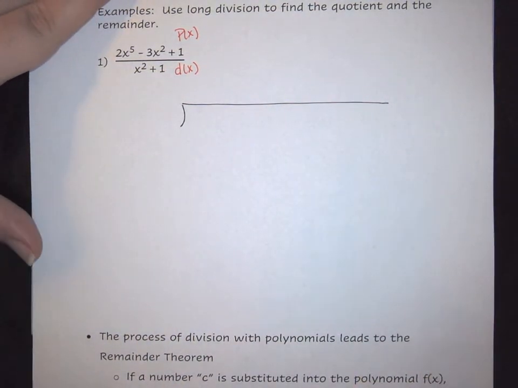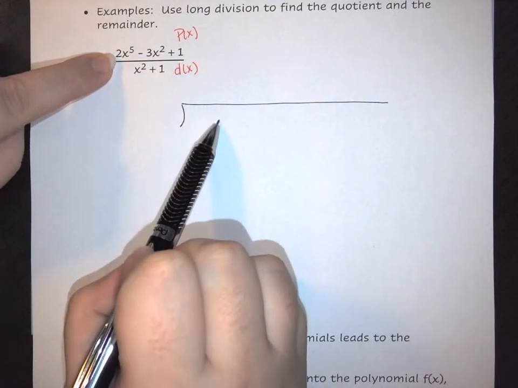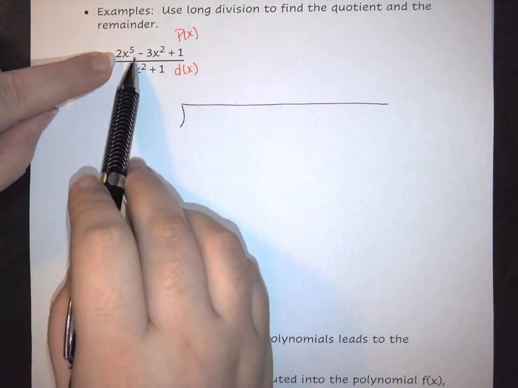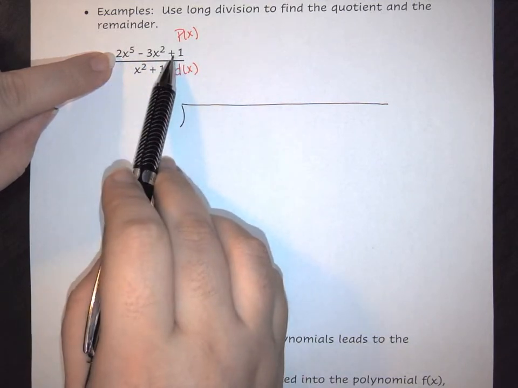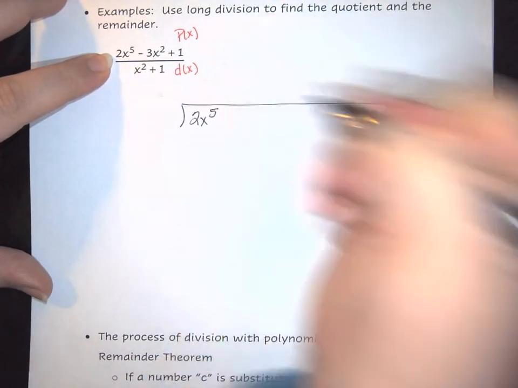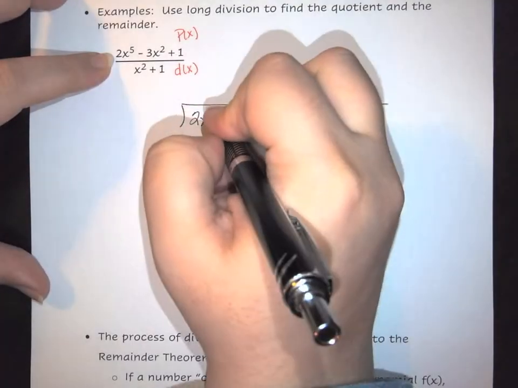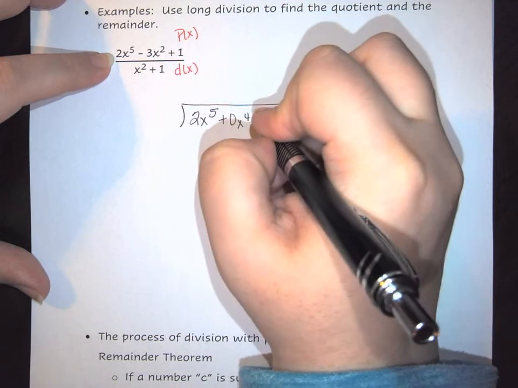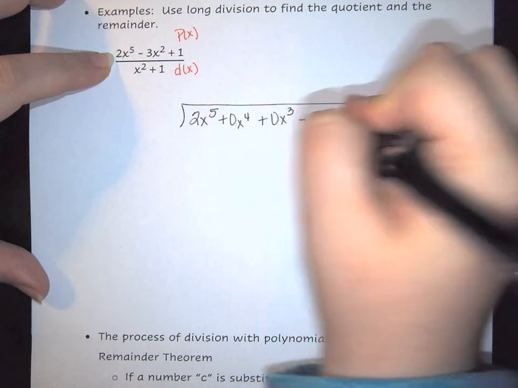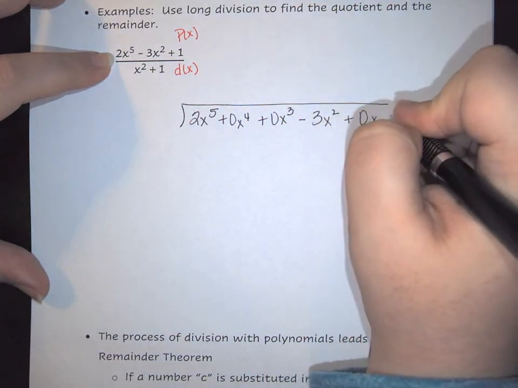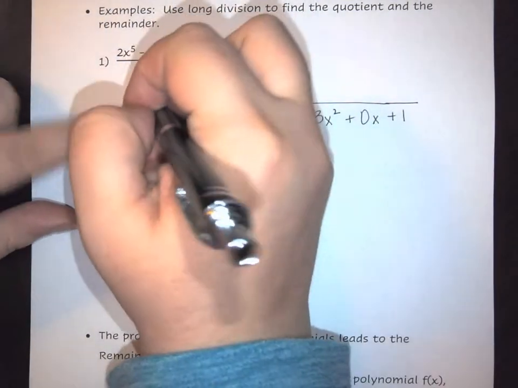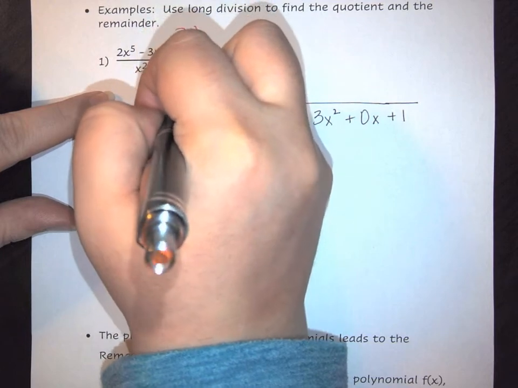And the reason for that is because when we put my P of x down in here, we have to use every single variable. So in other words, everything has to be represented, even if they don't appear here. What that means is we're going to write descending order, so 2x to the fifth in its entirety. So plus 0x to the fourth, plus 0x to the third, minus 3x squared, plus 0x, plus 1. Now D of x goes on the outside, so here we have x squared plus 1.